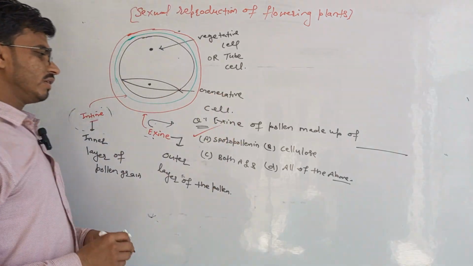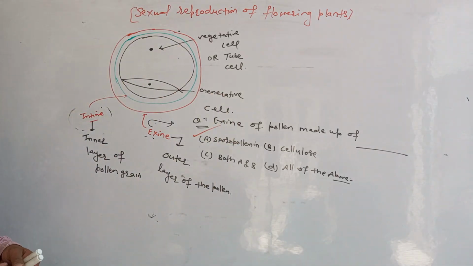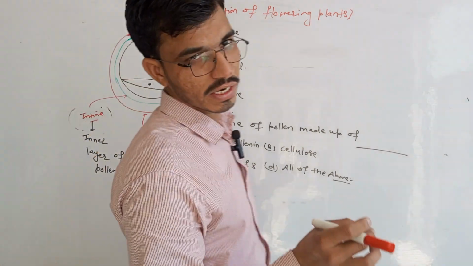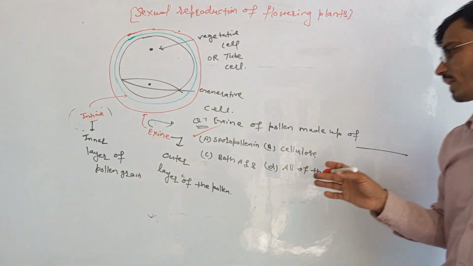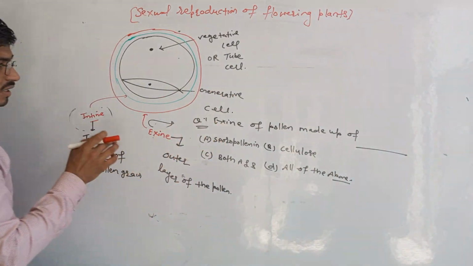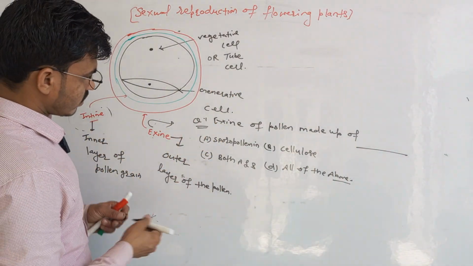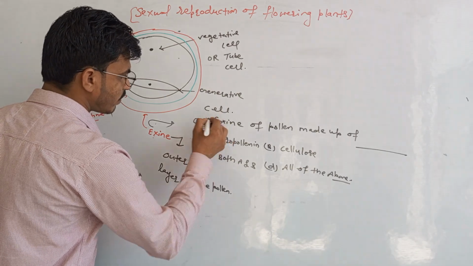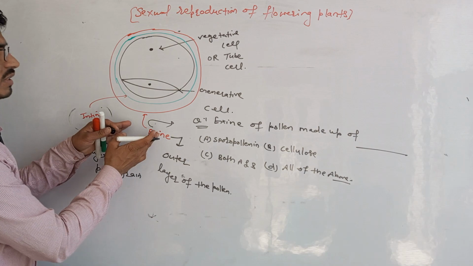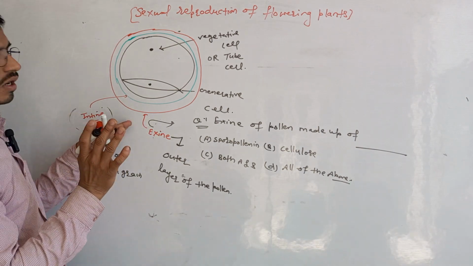Sporopollenin is the right answer for the exine, because the exine is made up of sporopollenin, which is resistant to highly acidic environments and high temperature. It provides strong mechanical support to the pollen, but there are some regions where the exine layer is absent in the mature pollen.